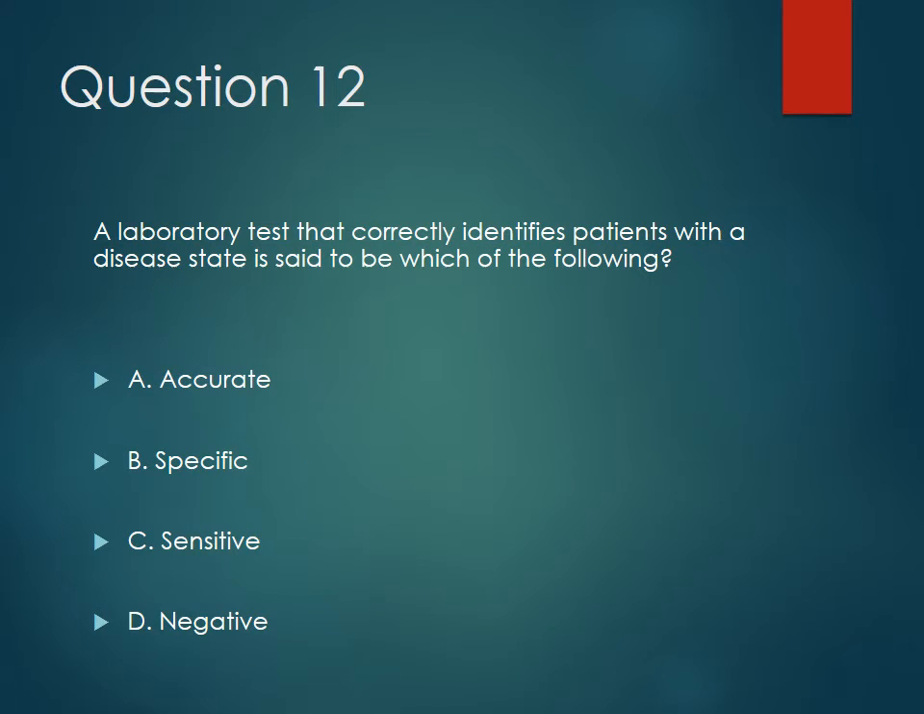Okay. A laboratory test that correctly identifies patients with a disease state is said to be which of the following? It correctly identifies patients. Yeah, so it's sensitive, right? It'd be very sensitive in picking up patients who actually have the disease state to say yes, this is positive. If I said it correctly rules out patients for having a disease state, I would say it's specific. Accuracy we're going to talk about probably more in the epidemiology section, so don't worry about that.